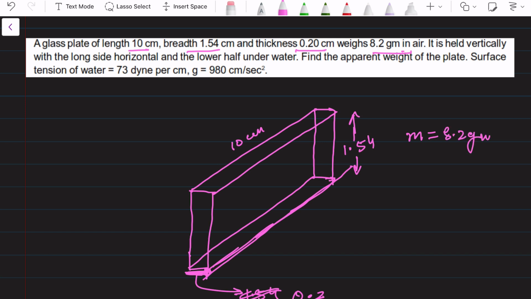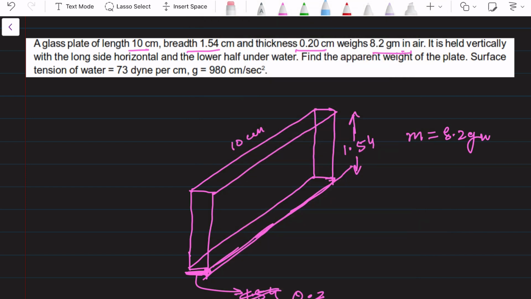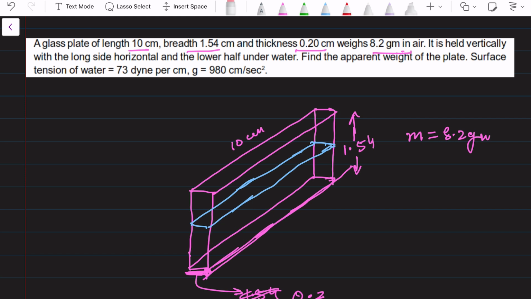It is held vertically with the long side horizontal, and the lower half underwater. This particular part, say up to here, is inside the water. Find the apparent weight of the plate. We have to find the apparent weight of the plate. Surface tension is given and g is given.